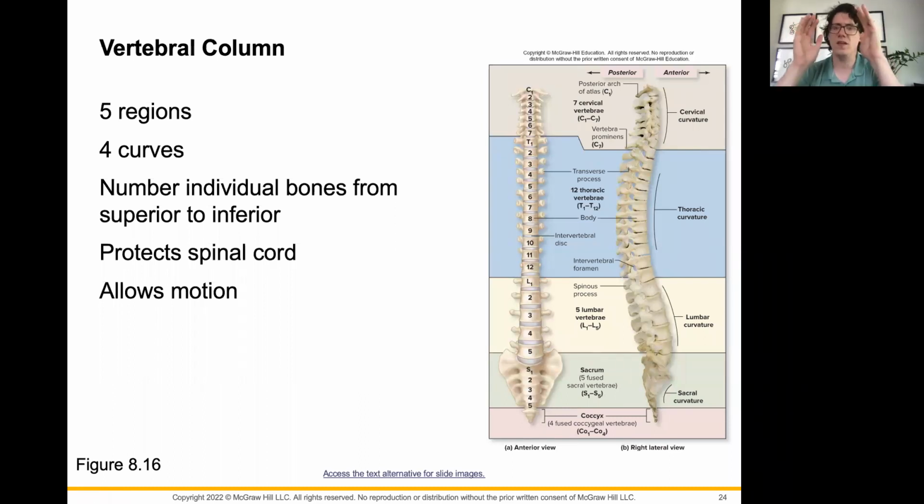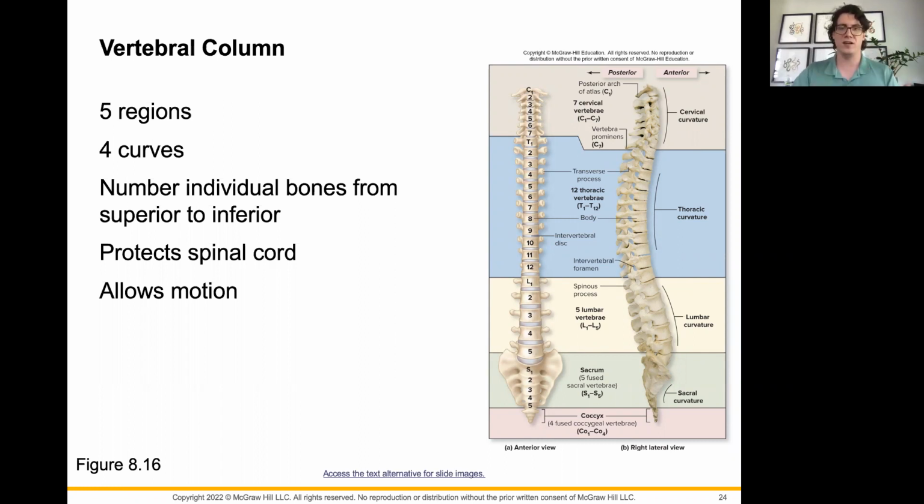Now, these curves are here to protect the spine, but also to allow us to give some particular motion in and throughout the torso. Now, what these curves are going to allow us to do, though, is to distribute weight in very particular ways and in very particular places.